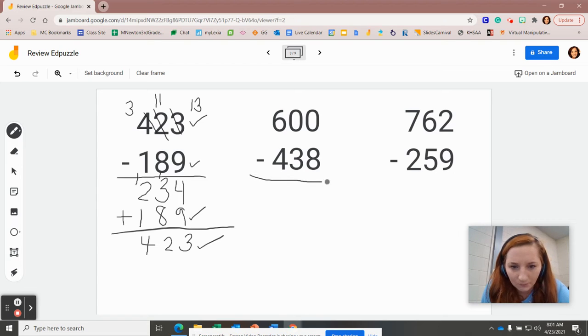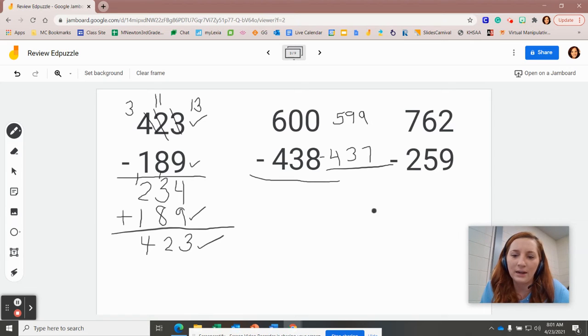All right, next problem. We have 600 minus 438. Now, whenever it comes to a number like 600, 500, 300, a multiple of 100, you can technically change 600 to 599. So take away 1 from it. And then you have to take away 1 from this number too. So that would be 437. So there's 2 ways to do it. We'll do this way first. This makes it to where you never have to regroup.